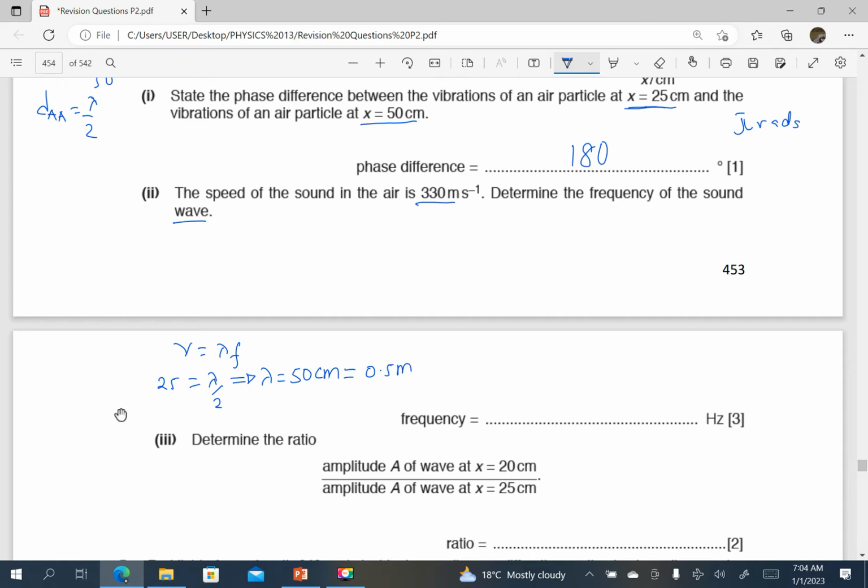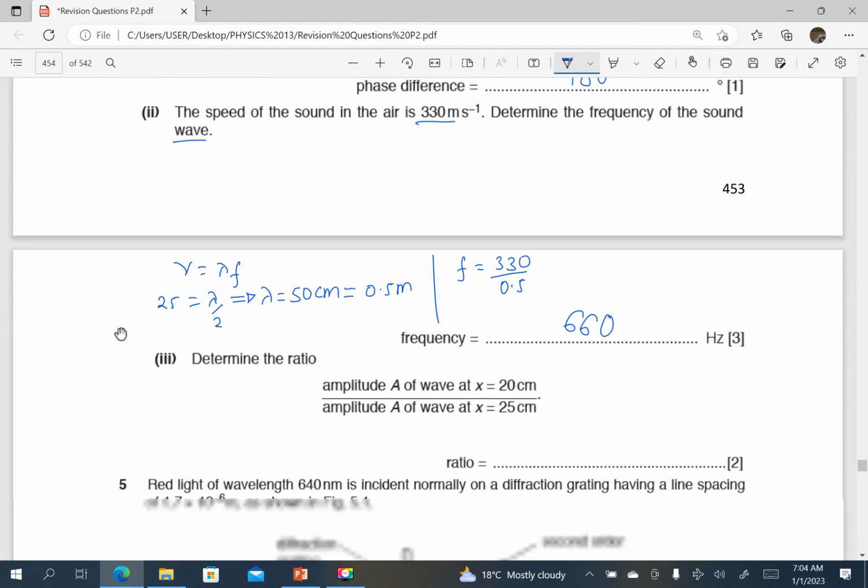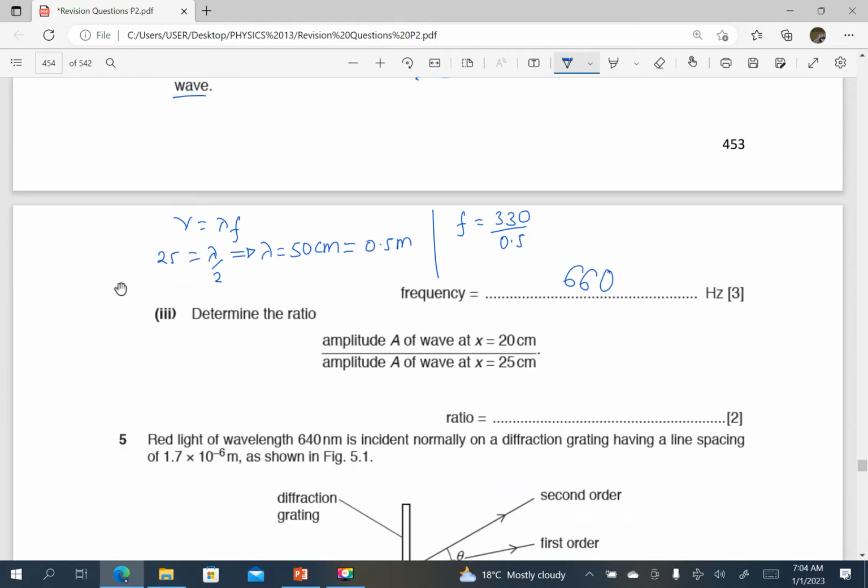So we now have the freedom to find our frequency. The frequency is going to be V, which is 330, divided by the wavelength, which is 0.5. And I will check my calculator. From my calculator, it's just multiplying 330 by 2, which is 660 hertz.